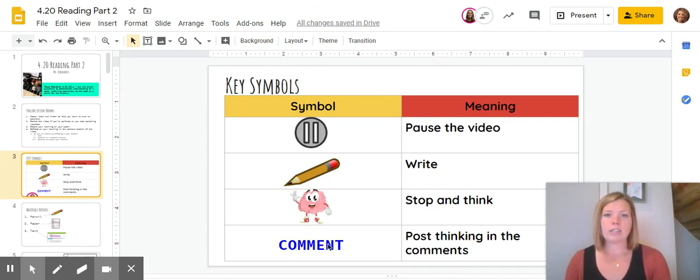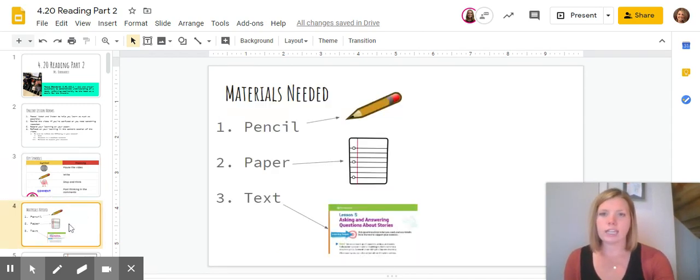So just a reminder, those symbols are there. You will see them, but I will give you reminders throughout the lesson as well. All right, so let's get us set up for today. Here's the materials that you're going to need. You're going to need a pencil, some paper, and the text.